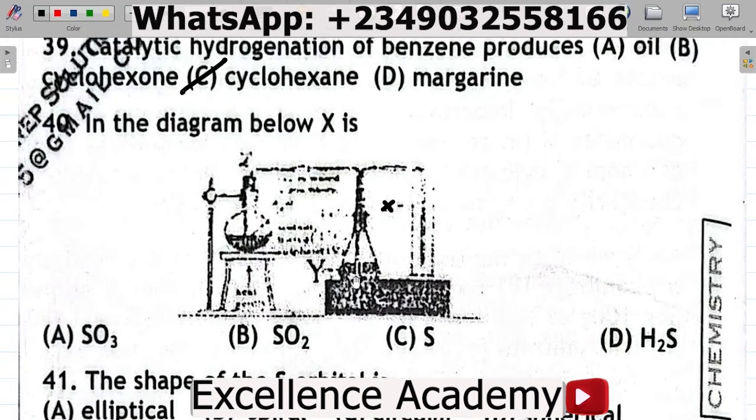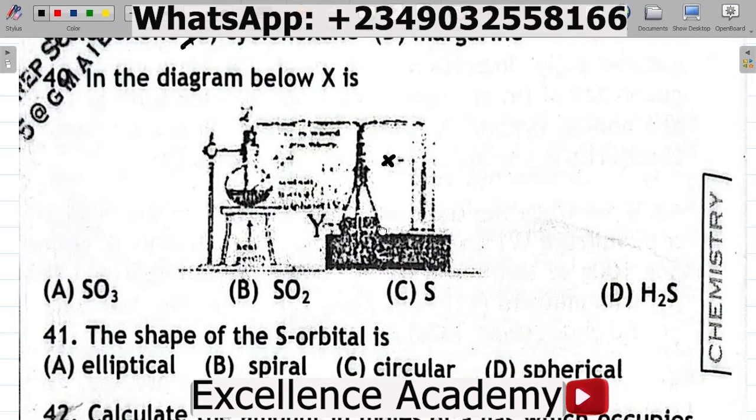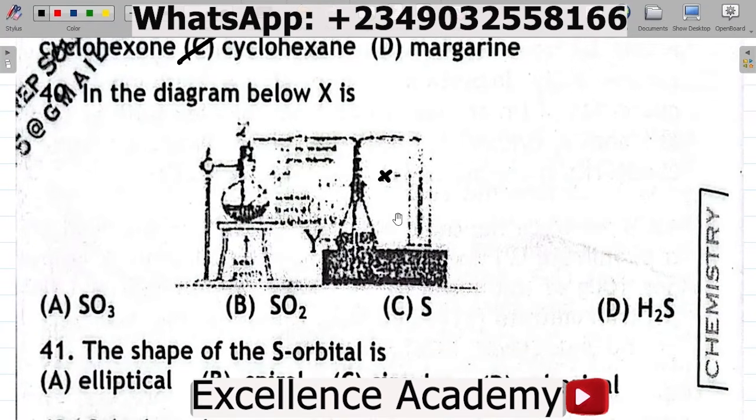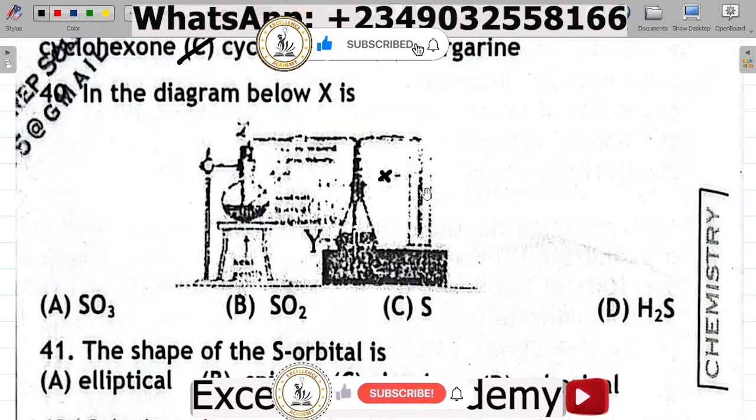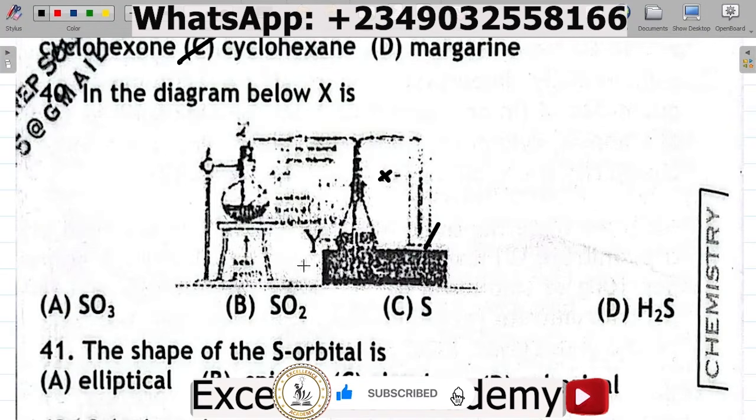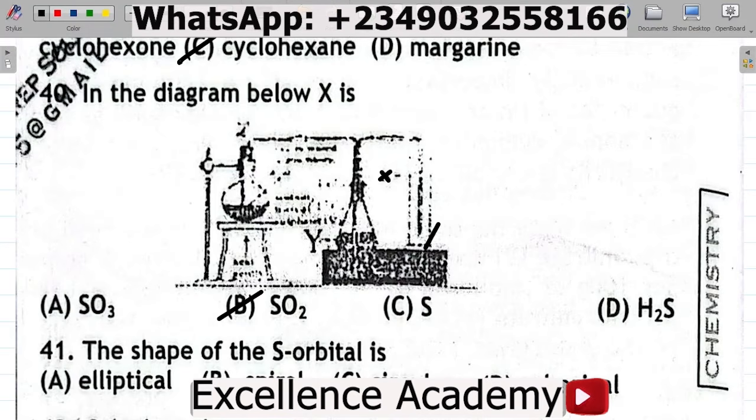Finally, question 40. Question 40 says, in the diagram below, X is, so this is X, this diagram here. Now the diagram is not clear, but I'm going to explain it for you. The setup here represents the production of sulfur dioxide, and the cylinder marked X is sulfur dioxide, also known as sulfur oxide. And the correct option here is B. That's the correct answer.